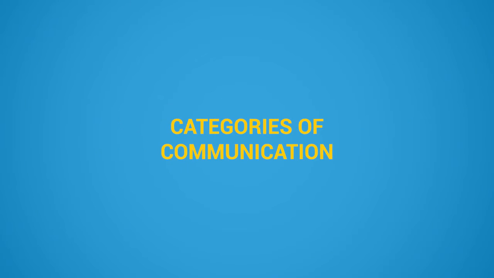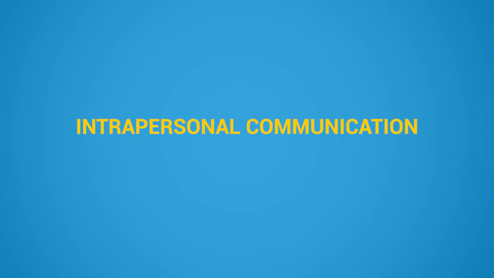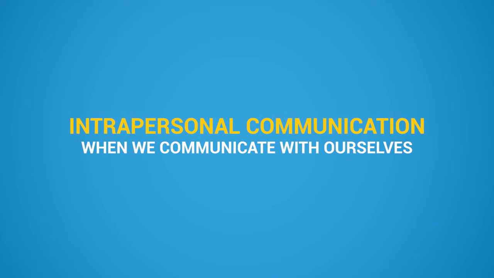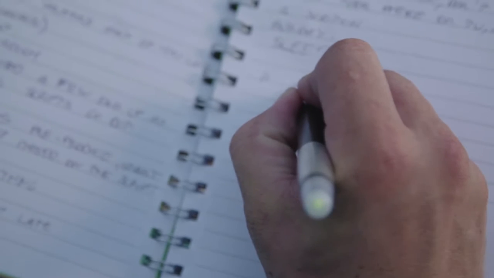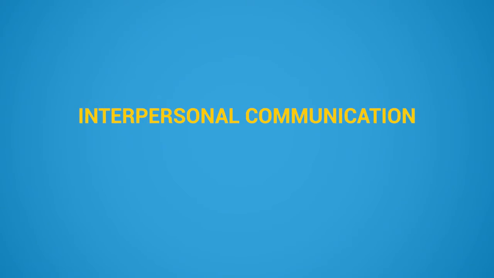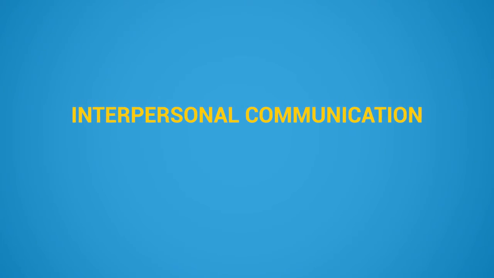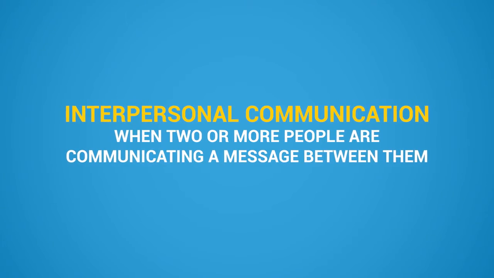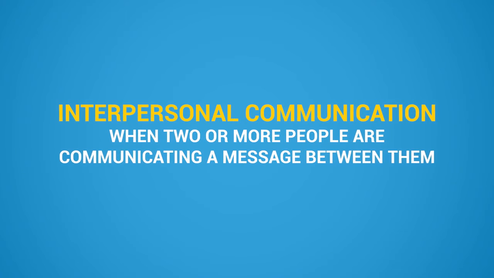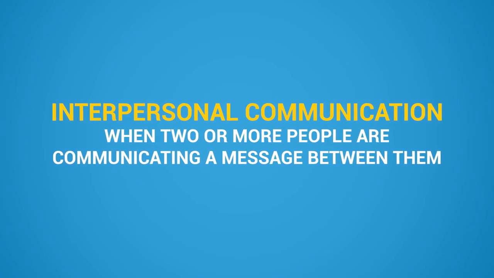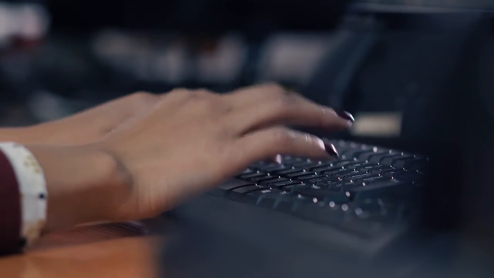Let's now talk about the different categories of communication. So we have intrapersonal communication. This is when we communicate with ourselves. For example, we write in a diary or think about something. Then there is interpersonal communication. This is when 2 or more people are communicating a message between them. It is two-way communication. For example, you communicating with your online course lecturer is an example of interpersonal communication.